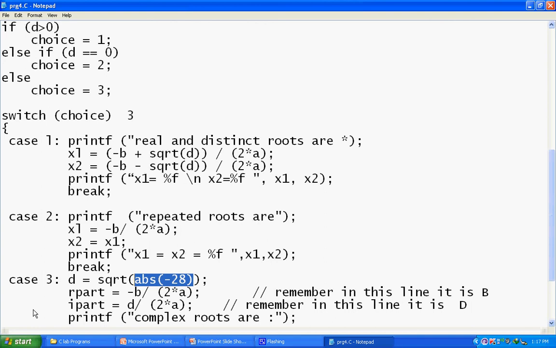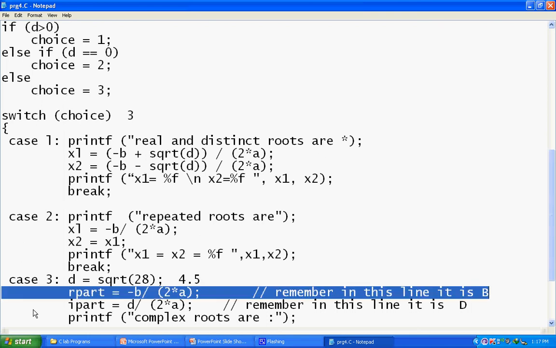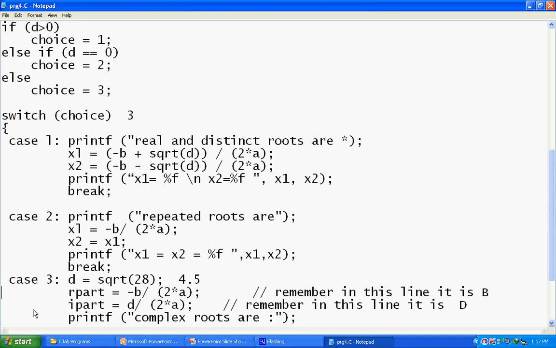I am using an inbuilt function called absolute. Remember, absolute is an inbuilt function in the math.h header file, whose job is to remove the negative part of it. So it converts minus 28 into plus 28. Then I can very easily find the square root of this number. So in any case, I'm going to get some square root value, say for example 4.5-something. Then I'm just going to go for finding the real part of it.